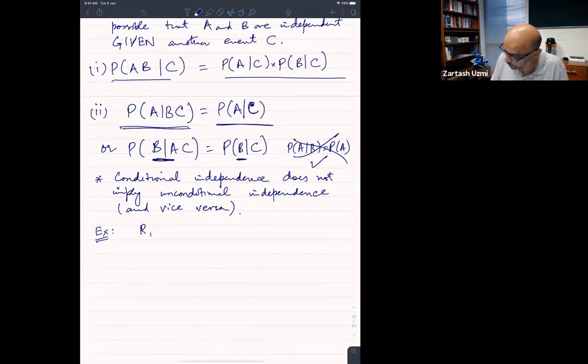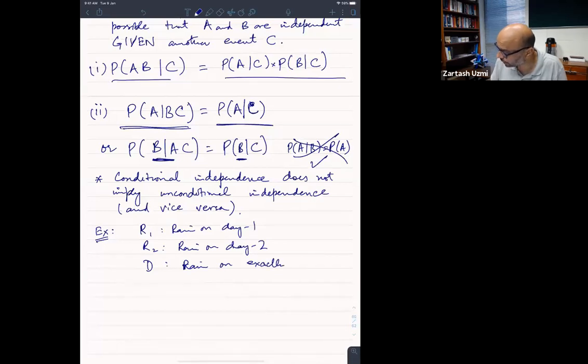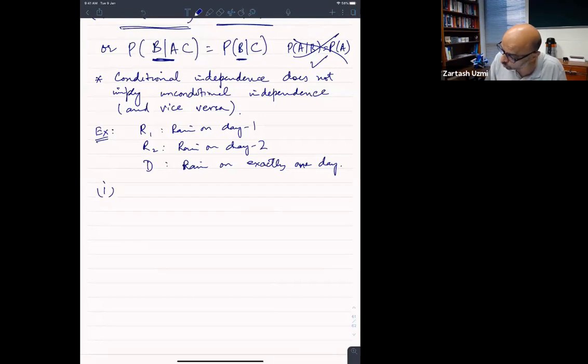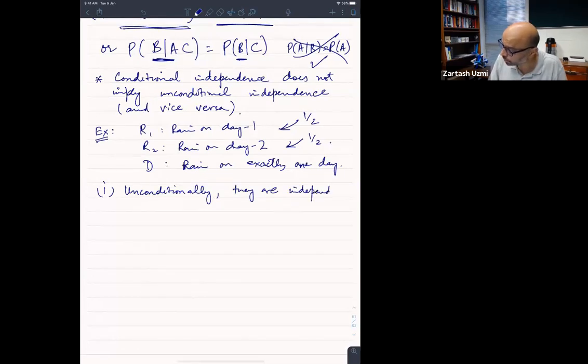So R1 again, rain on day 1. R2 is rain on day 2. Same example that we considered before, and D as rain on exactly 1 day. So this is with probability 1/2. Unconditionally, they are independent. Let me just write it down as R1 and R2 are independent.